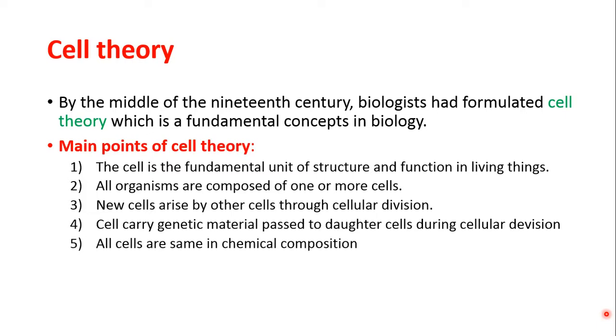Fifth one is, all cells are same in chemical composition. Yes, it's very important that all cells have the same chemical composition. For example, the cell membrane is composed of protein and lipids, and the content of protein and lipid, for example, protein is 40 to 60% if I am right, will be present in all cell membranes, having the same chemical composition of protein and lipid. So it means that all cells have the same chemical compositions.